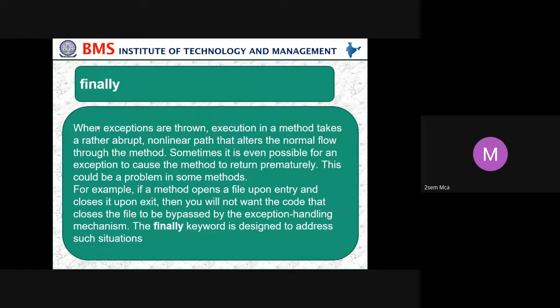So finally, when exceptions are thrown, execution in a method takes a rather abrupt, nonlinear path that alters the normal flow through the method. Sometimes it is even possible for an exception to cause the method to return prematurely. This could be a problem. For example, if a method opens a file upon entry and closes it upon exit, then you will not want the code that closes the file to be bypassed by the exception handling mechanism. The finally keyword is designed to address such a situation.